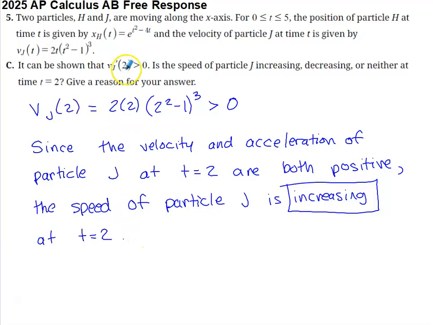If this was positive and velocity was negative, or vice versa, if they have differing signs, they would be working against one another, and our conclusion would be that speed is decreasing. That is not the case here.